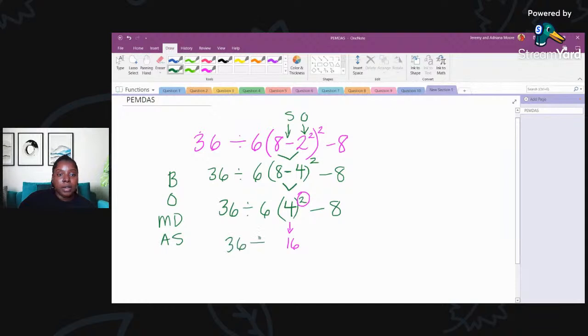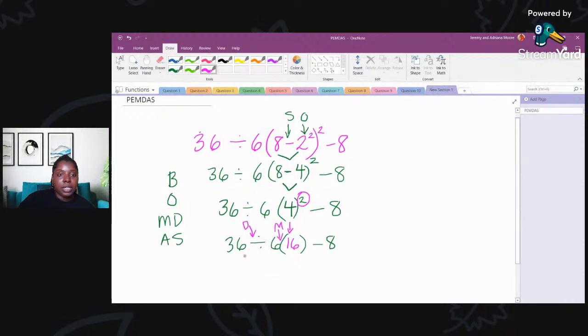36 divided by 6 times 16 minus 8. All right, so I have division. This is one of those problems that goes viral because everybody's fighting over what to do first. Do we multiply? Do we divide? I don't know. But you know that they're equal, so whatever shows up first from left to right is what we do first. Because division showed up first, that's what we're going to do first.